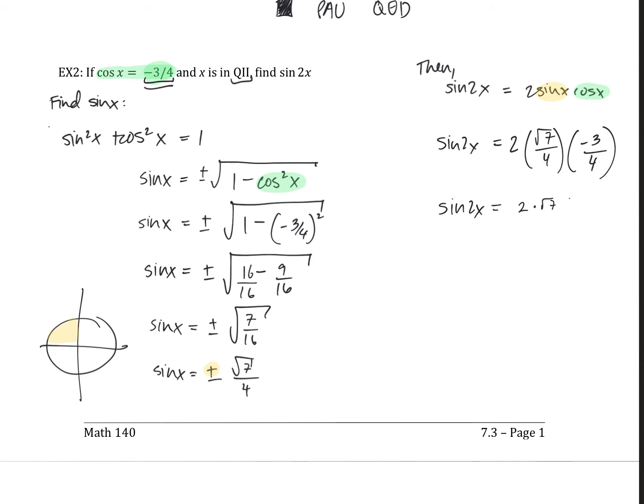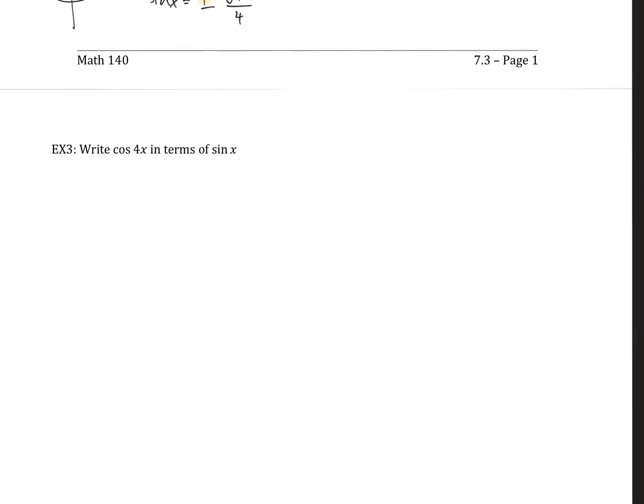Let me just go ahead and rewrite it like this. All over 4 times 4 is 16. Simplifying that, we get negative 3 root 7 over 8. And we are done with sine of 2x.